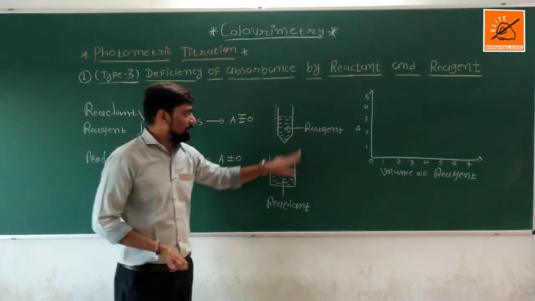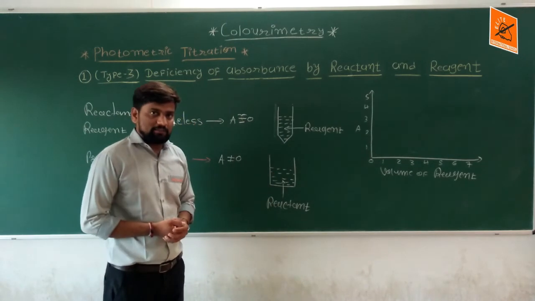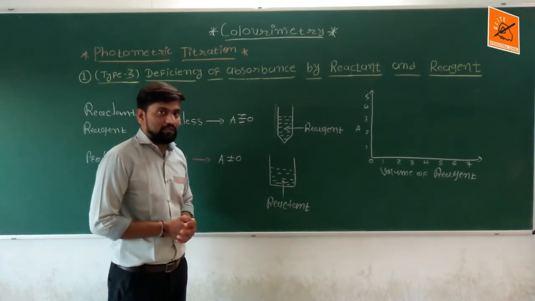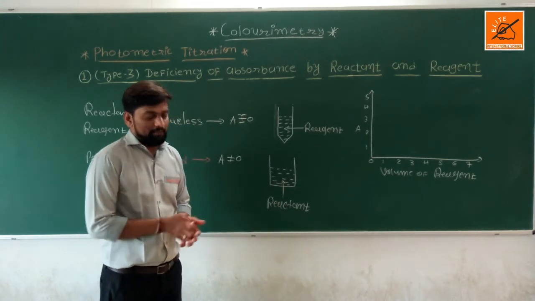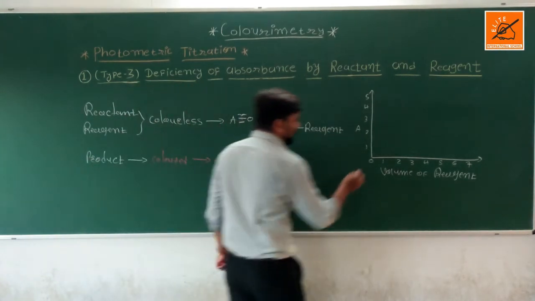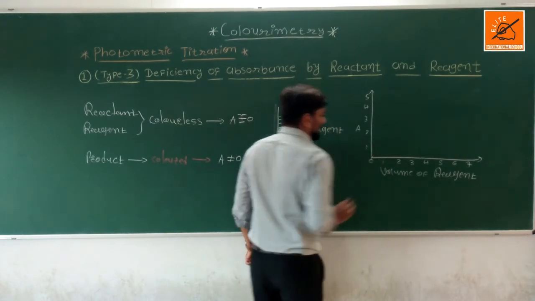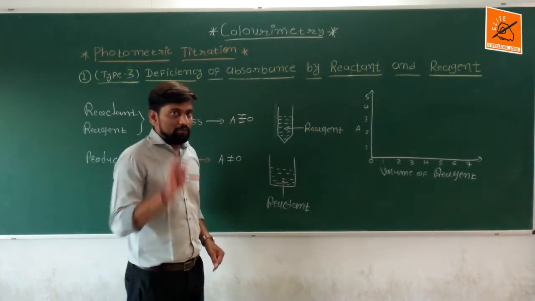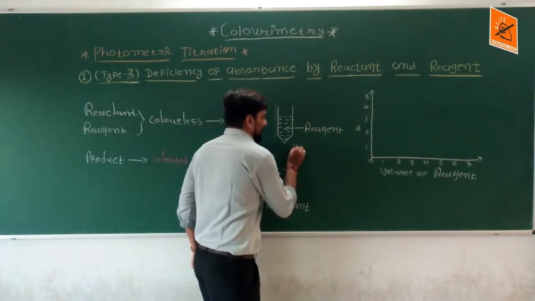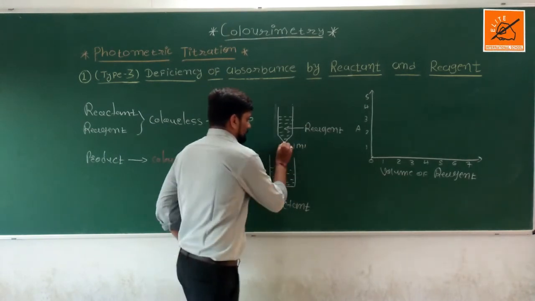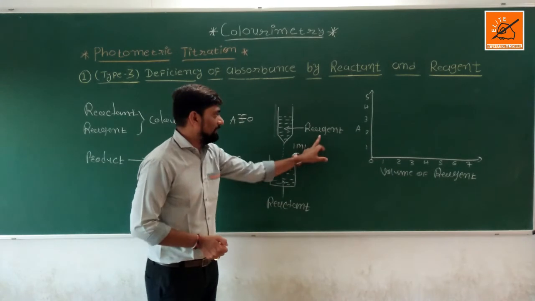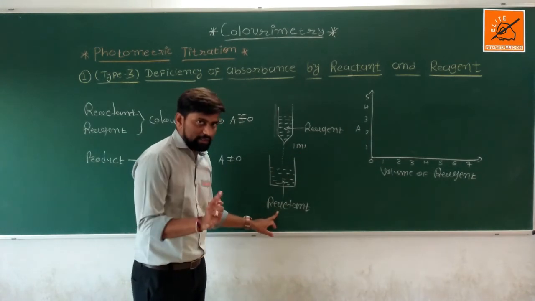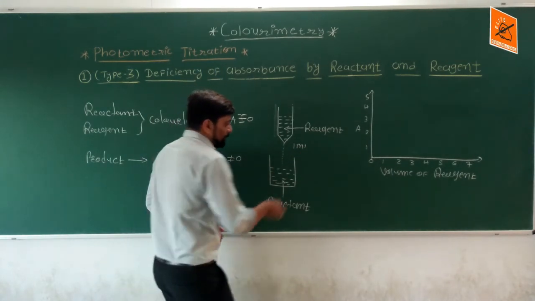Before the addition of reagent we take the absorbance value. At that time the absorbance value is 0 because the reactant is colorless. Now we add 1 ml of reagent to the flask. At that time this 1 ml of reagent reacts with the reactant and converts into the product.